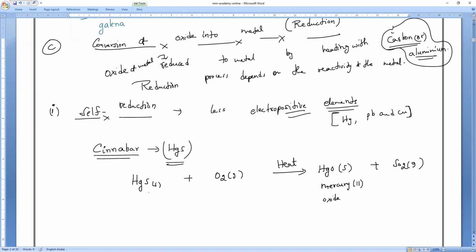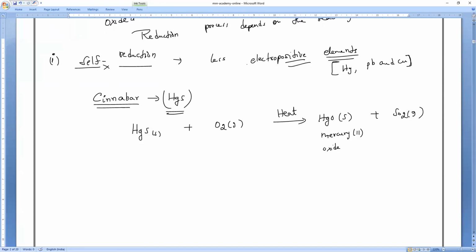Now, balance this equation fast, girls and boys, make it fast. The meeting is going to end, so join quickly so that we can continue. Balance the equation fast, everybody. 2 HgS plus 3O2.